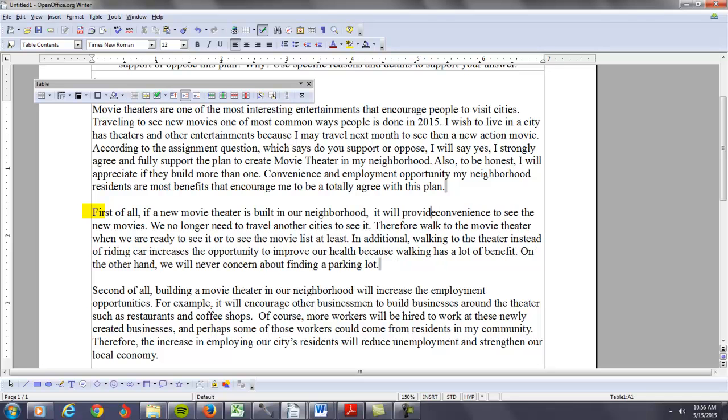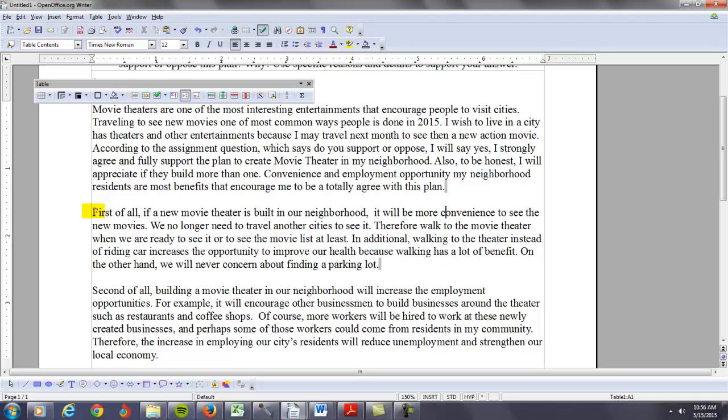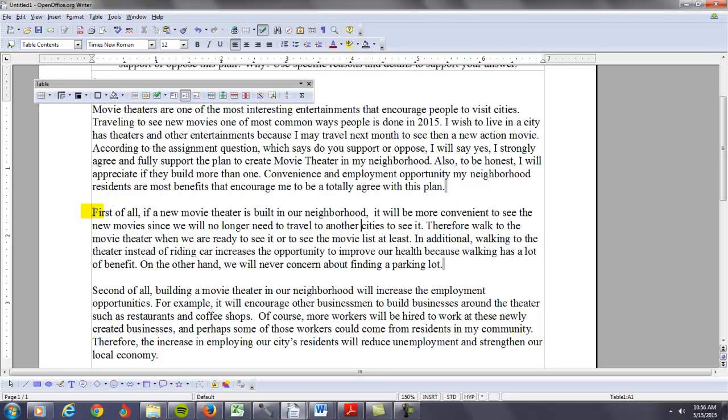I'm going to say it will be more convenient to see the new movies. Maybe combine these since we will no longer need to travel, I want to see here, to other cities. What does it mean? If it means movies, right, then you have to say them.